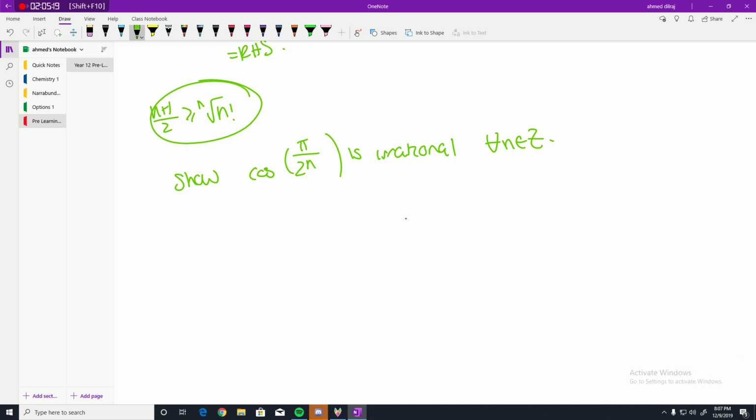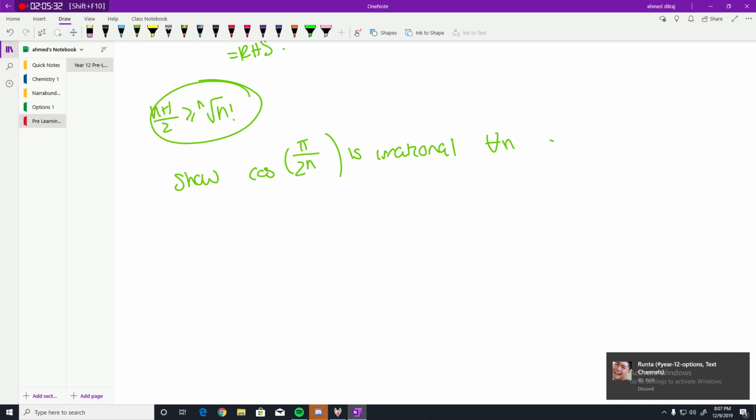So show that cos pi on 2 to the n is irrational. Oh, for all n is greater or equal to 2. Sorry, not n is an element of integers, n greater or equal to 2. Sorry.